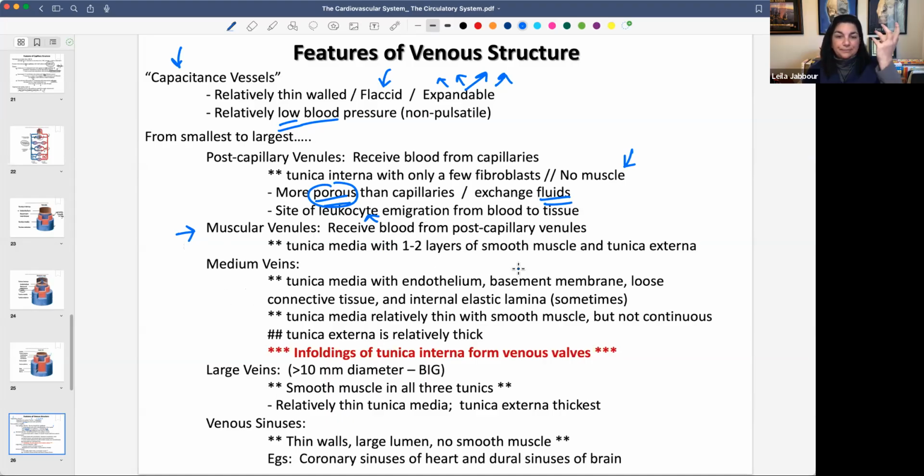Medium veins. So we have the same setup, tunica media, relatively thin with smooth muscles. This is not a surprise. This is where we have seen the smooth muscle being in the tunica media. I'm repeating myself here. And the tunica externa is relatively thick.